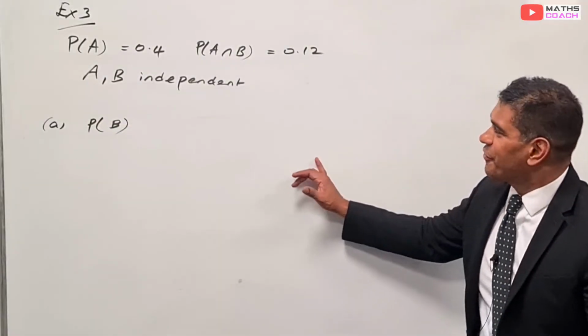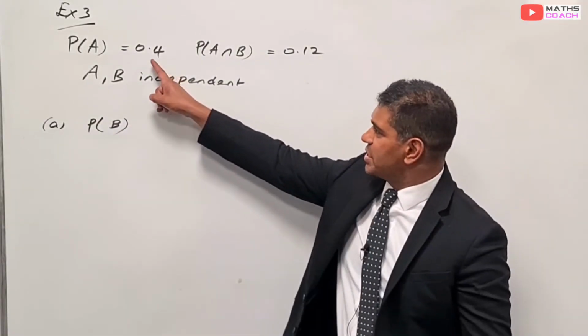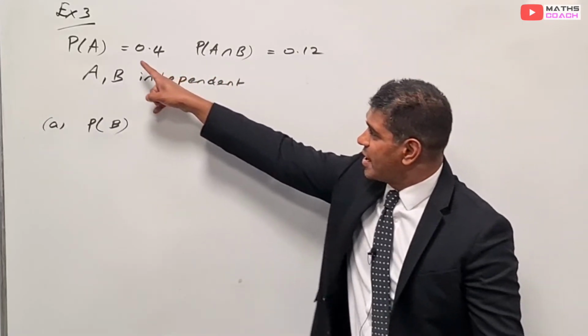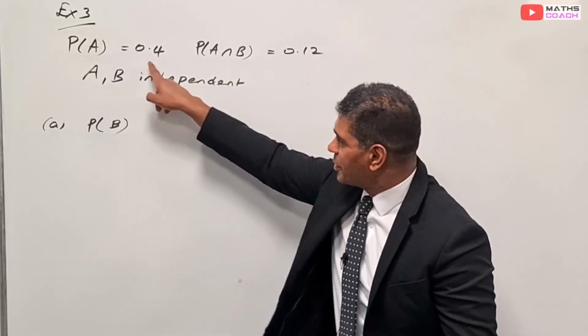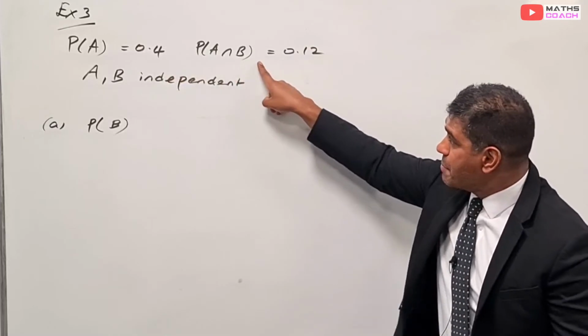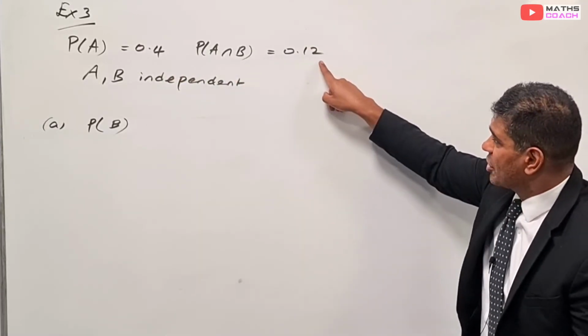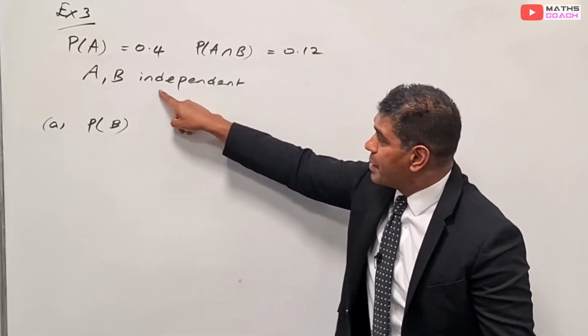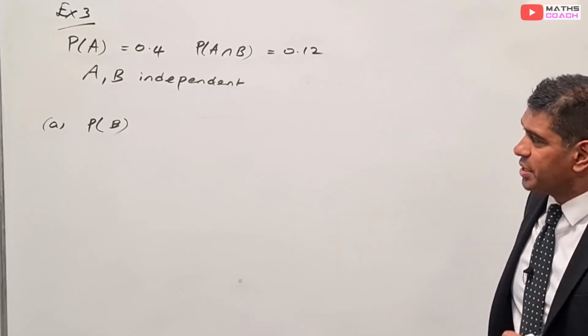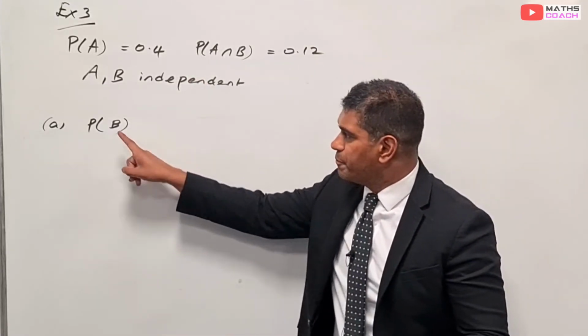Now we're in example three. Now, if you look at this, I've got some information here. Luckily, it's only two events at the moment. Probability of A is 0.4. A and B, and you know it's the overlap between, is 0.12, but A and B are independent. And the question is, find the probability of B.